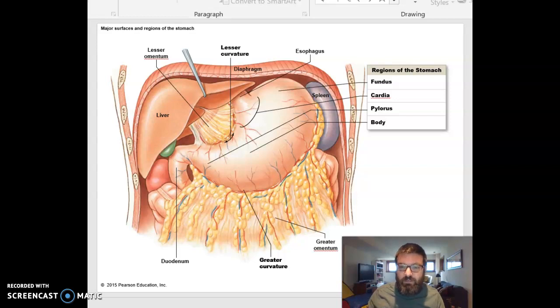Okay, let's talk about the stomach. So if you look here at the anatomy of the stomach, there are four main sections. The first part is the cardia, and that's the area right as the esophagus enters the stomach there.